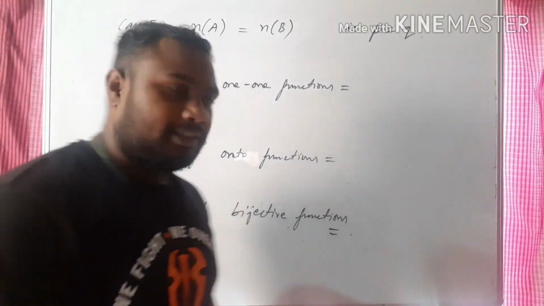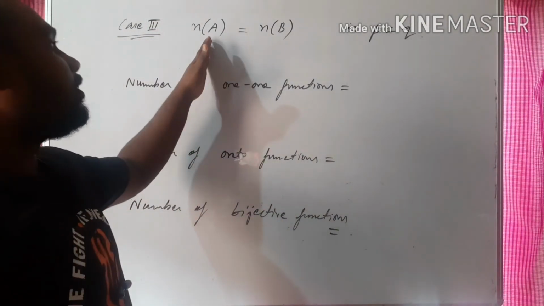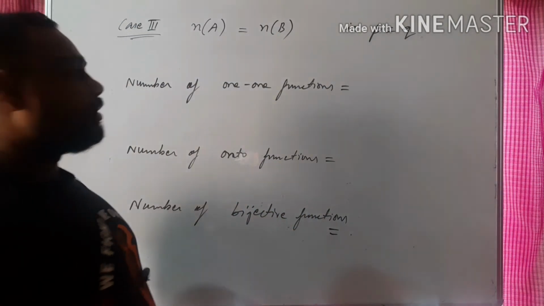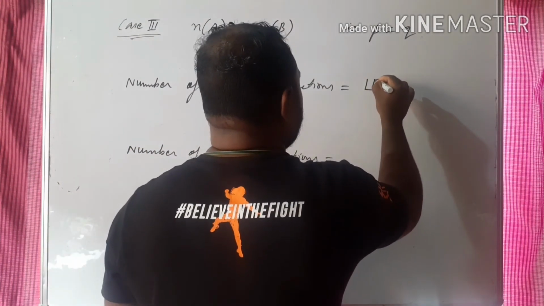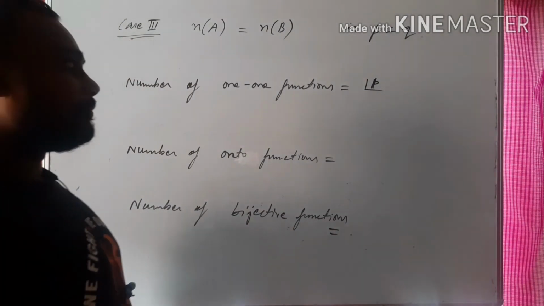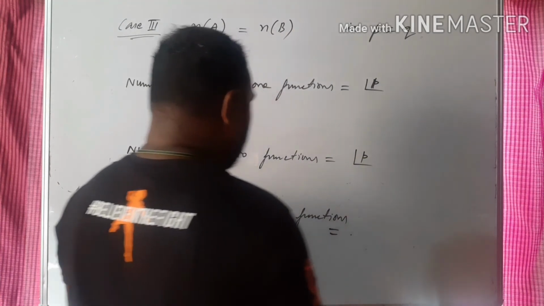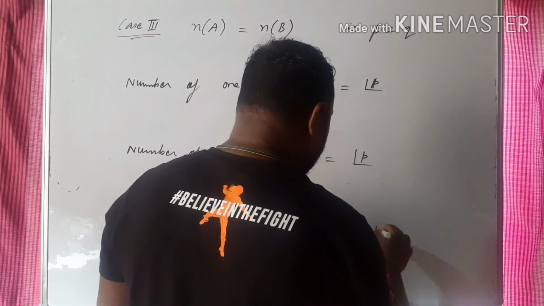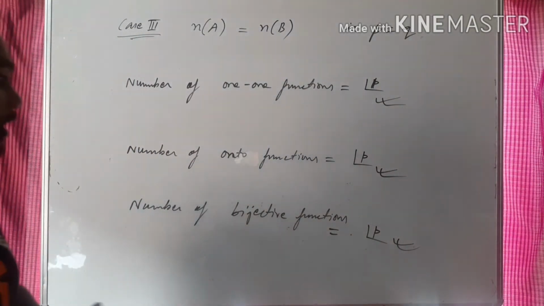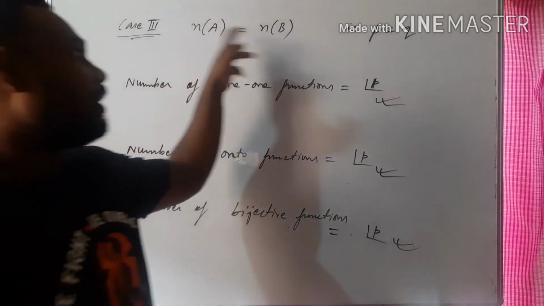Now let's see the third case, that is whenever the cardinality of A is equal to the cardinality of B. In this case the number of one-one functions will be factorial p. It will be the factorial of the number of elements of A. The number of onto functions will also be factorial p, and the number of bijections will also be factorial p. So you can use this formula in order to find the number of one-one functions, onto functions, bijective functions, whenever the cardinality is the same.